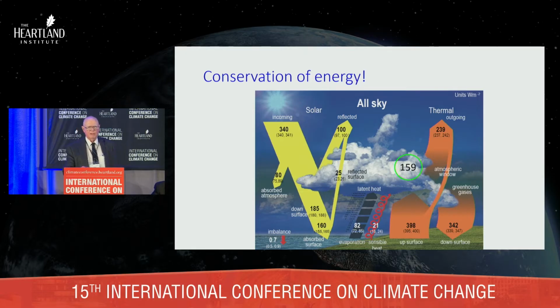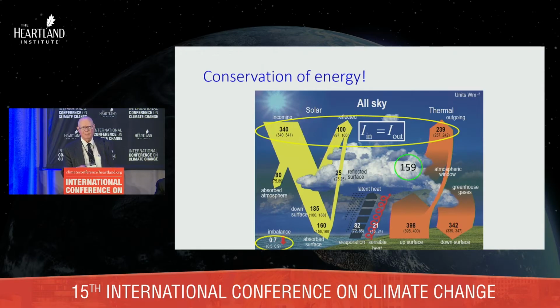So here's the conservation of energy. I'm going to give you two examples. The first one is that in equilibrium, the amount of sunlight that's absorbed, I in, equals the amount of radiation that goes to outer space, I out. And you can see there the difference between 340 and 100 is 240. And down at the bottom, they see a little bit of an imbalance of 0.7. And, well, that's a big maybe. It's really, really hard to measure something like that.